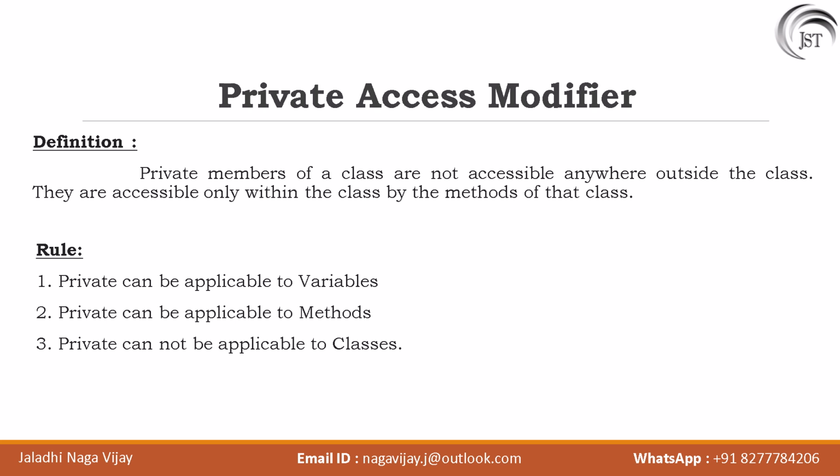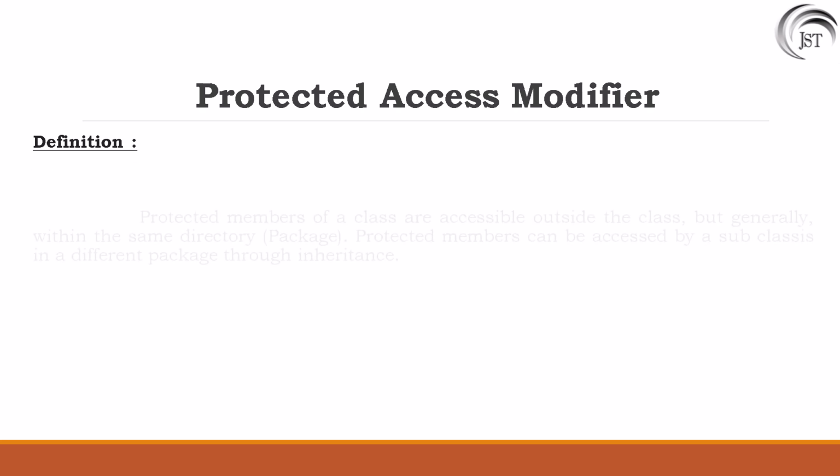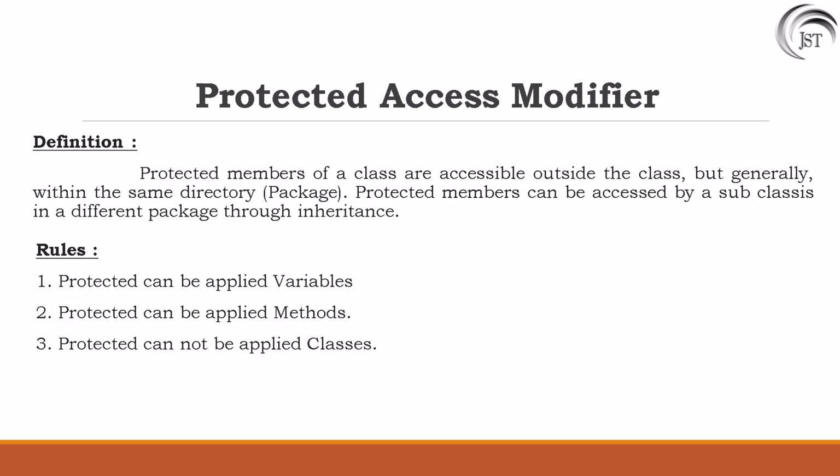The private access modifier rule is that private can be applied only to variables and methods. Private should not be applied to classes. This is the purpose of the private access modifier. We can discuss another one, the protected access modifier. With the protected access modifier, the protected members of a class are accessible outside the class but generally within the same directory. Protected members can be accessed by a subclass in different packages through inheritance.